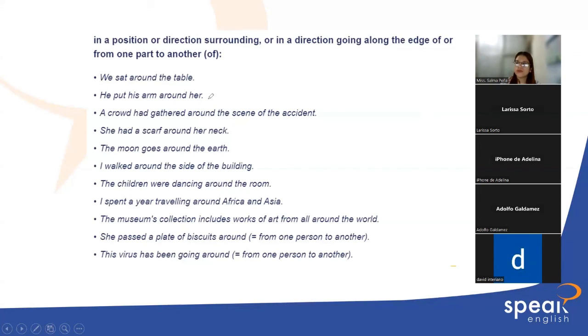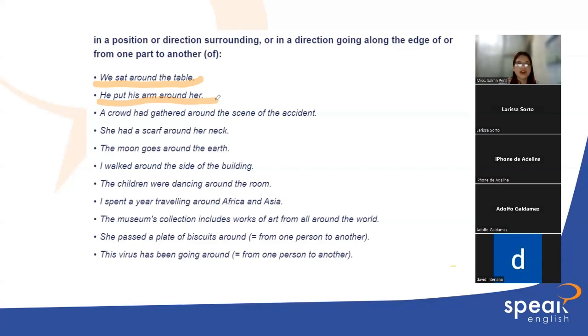For example, if I told you it's around 9 p.m. because it just has 6 minutes to 9 p.m. It's around 9 p.m., like so. But we also can say, we sat around the table. That is not time, that is a place. Nos sentamos alrededor de la mesa. It's a location. But if you say, he put his arm around her, it's not time. It's a place, a movement, a direction to do something.